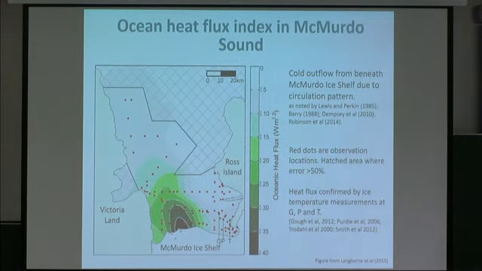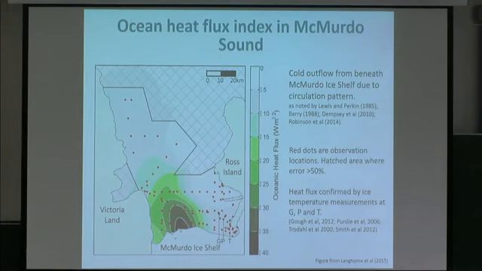So using this parameterization of oceanic heat flux, we can now use measurements that have gone on in McMurdo Sound for over a century, actually, to make a map of what we think the ocean heat flux is in McMurdo Sound.